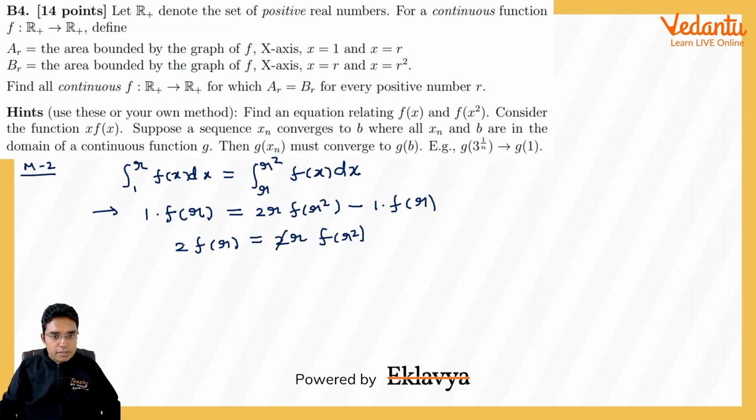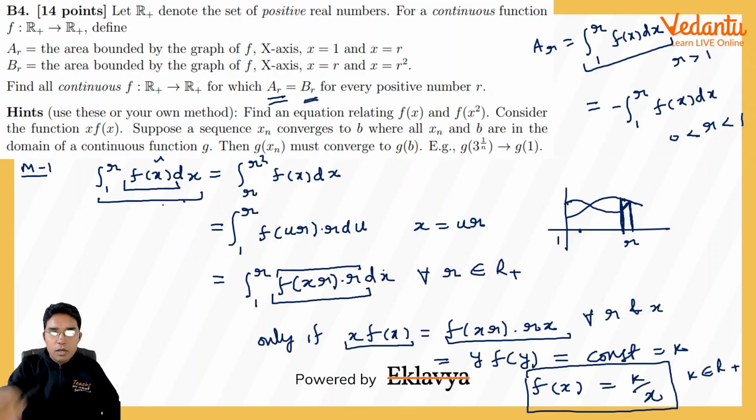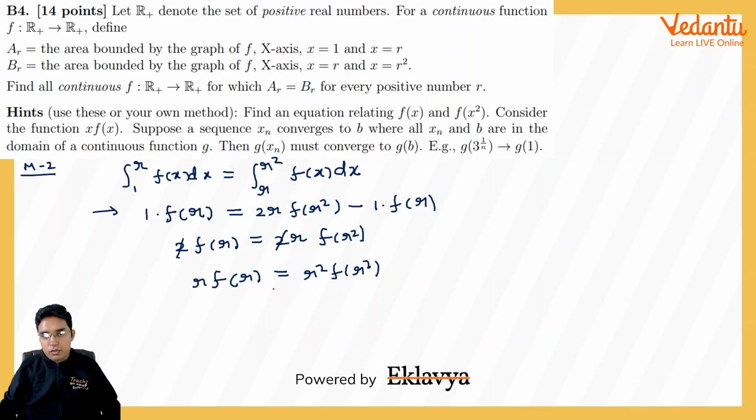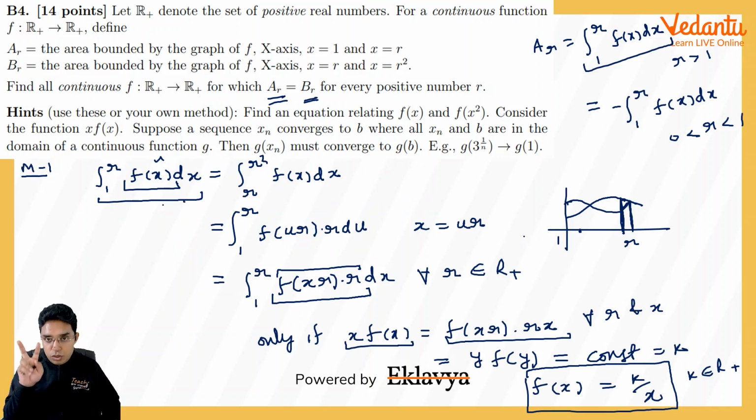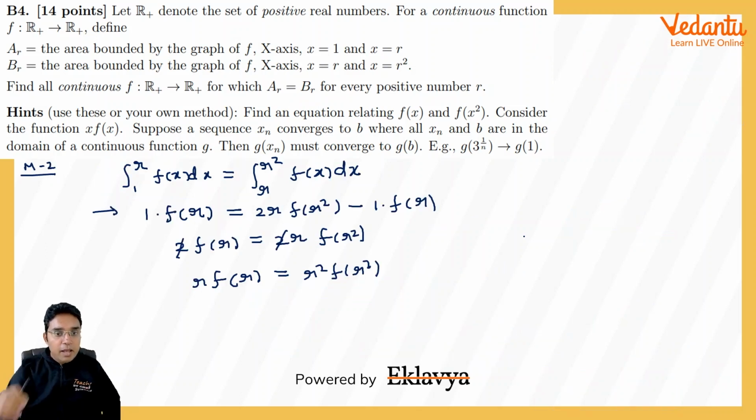So here this 2 gets cancelled, and if I multiply both sides by r, we are getting r into f(r) is equal to r square into f(r square). That is something very similar to the last one also, but here this r and this r square are dependent on each other. So straight away saying that it will be constant is not the right thing. Earlier x and y were independent of each other, so these two become equal only if they are constant. But here I will use some other method which they have given here also.